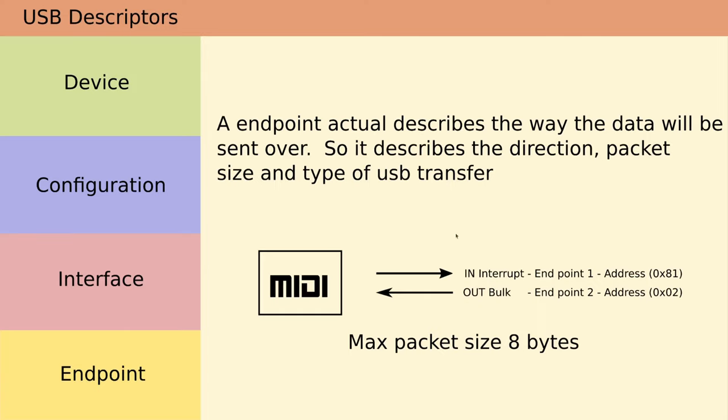And these endpoints need to describe the max packet size, what kind of transportation that's actually going to be happening, say if it's a bulk transfer or an interrupt transfer, and the address it's going to be at. So for endpoint 2, it's going to be address 2. But if it's an in, for example an in for endpoint 1, the address is actually going to be 0x81. And this 81 is what actually defines that it is an in and not an out endpoint.